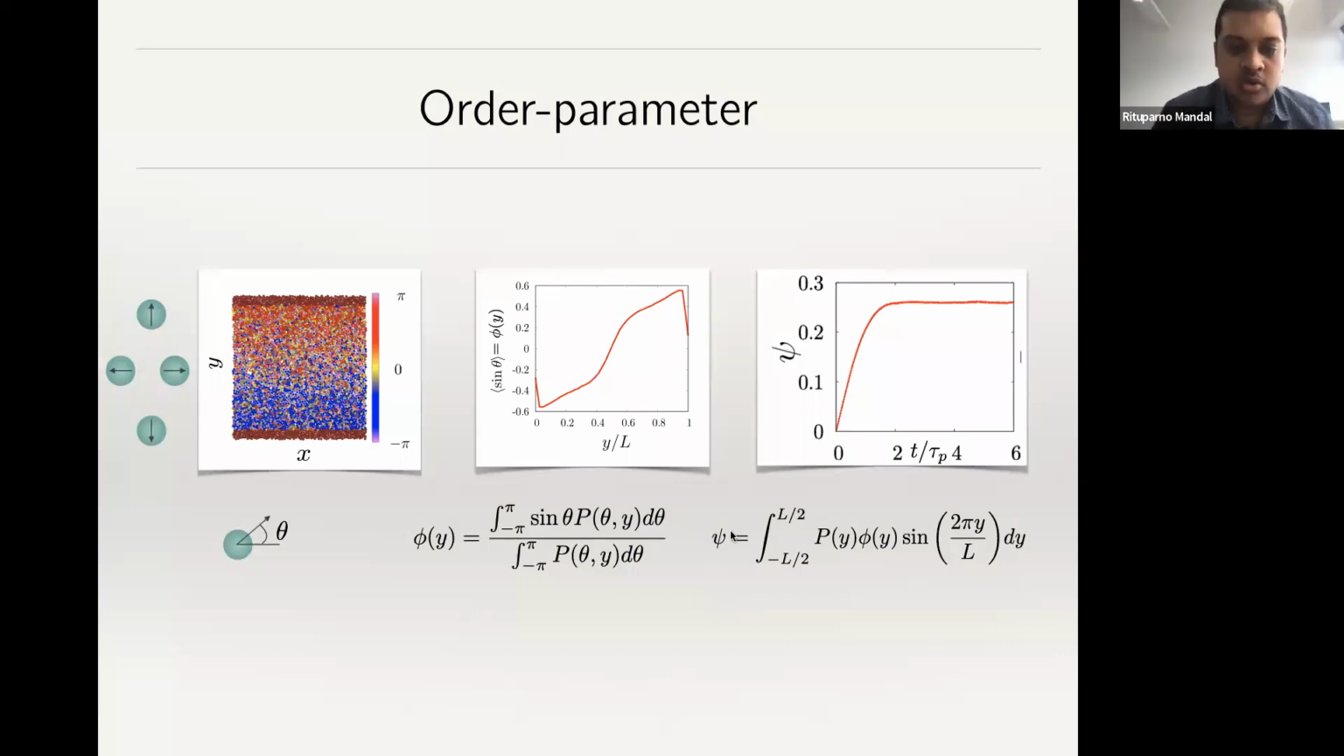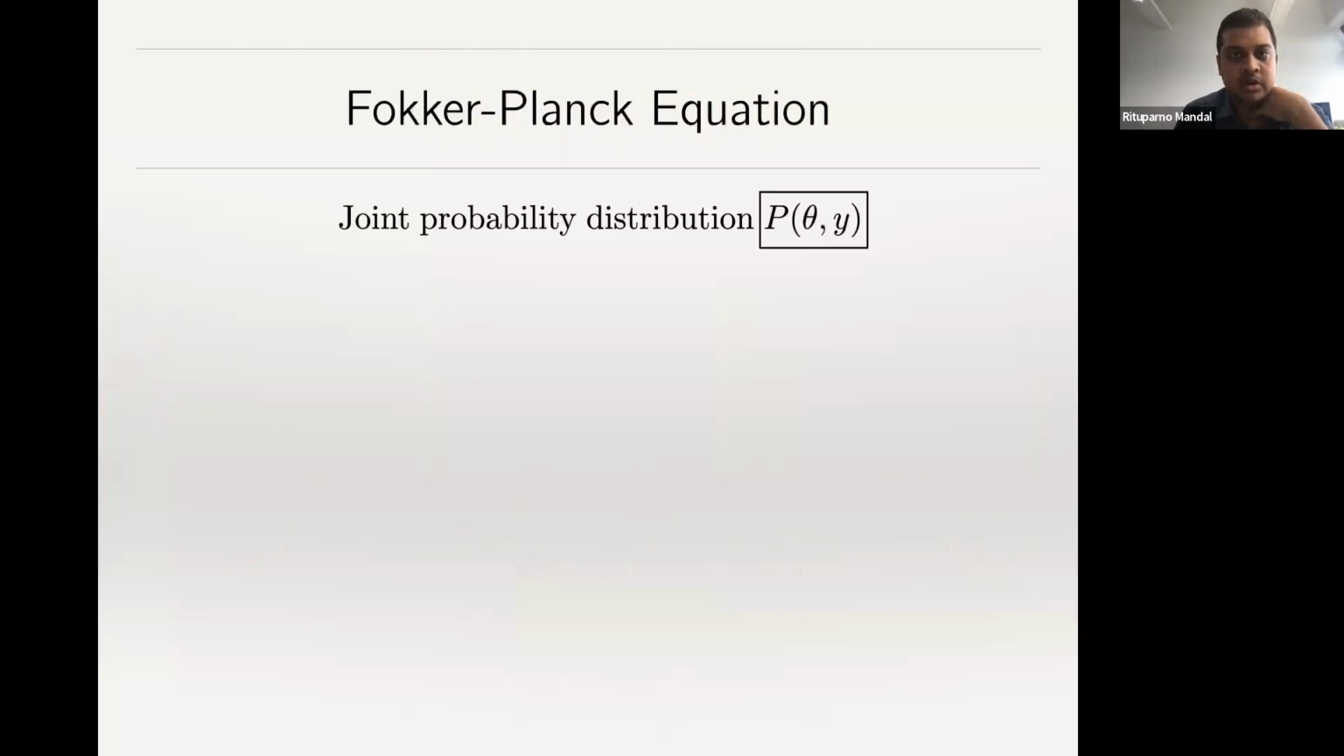So if you don't want to go into the detail of this order parameter, just notice that the order will be only there if p theta y has some structure, right? So if p theta y is uniform in theta, then the average of sin theta will give you 0. So the order is coming because p theta y has some structure. So we thought we'll try to write down the theory for p theta y in terms of Fokker-Planck equation.